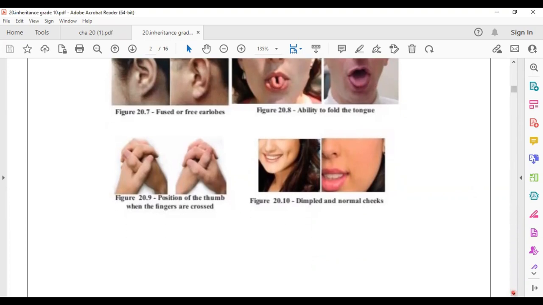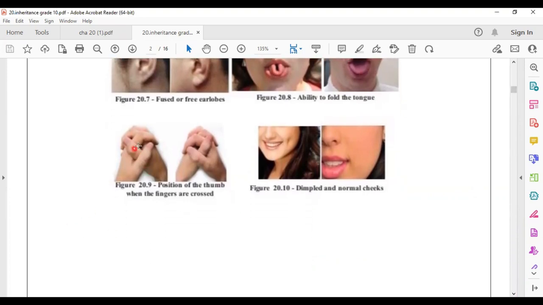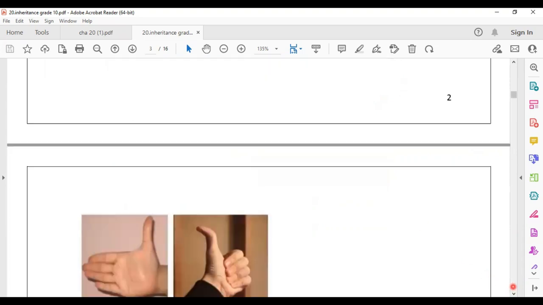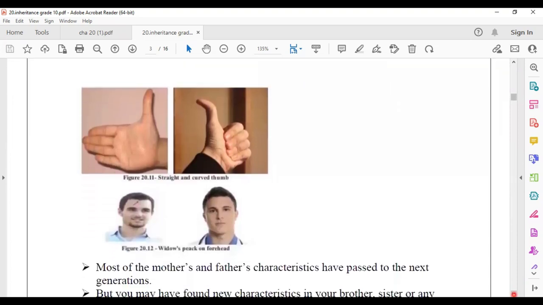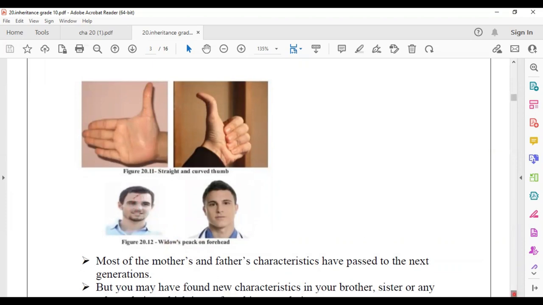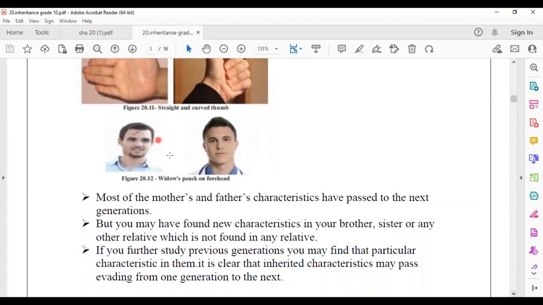And position of the thumb when the fingers are crossed like this. So here the position is like this. The position is like this. And dimpled and normal cheeks. Those are common characteristics. This is another one. Straight and curved thumb. Some people have the curved thumb, some have a straight thumb, and widow's peak on the forehead like this. This is the widow's peak in some people's foreheads. We can see this widow's peak. Some have not got that.